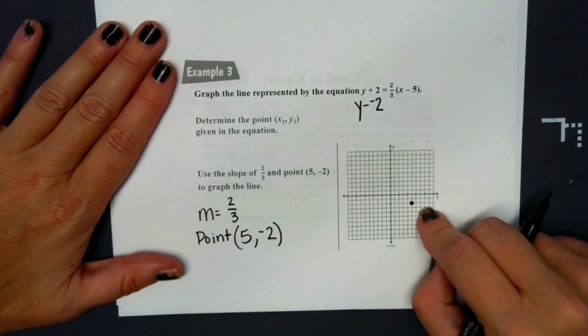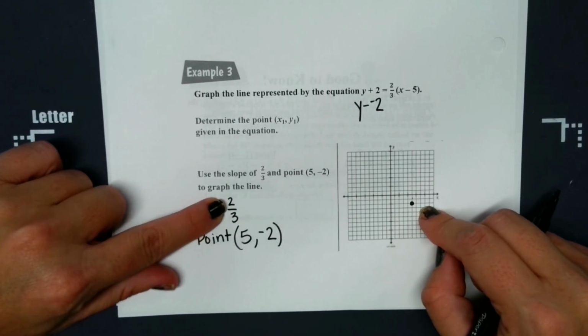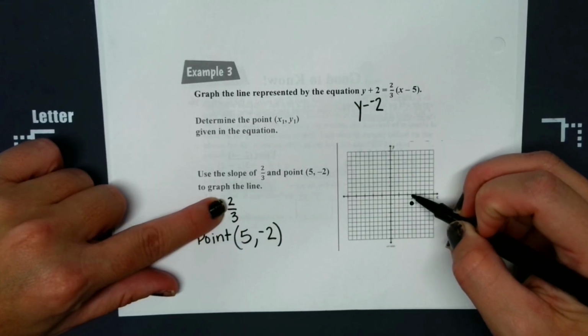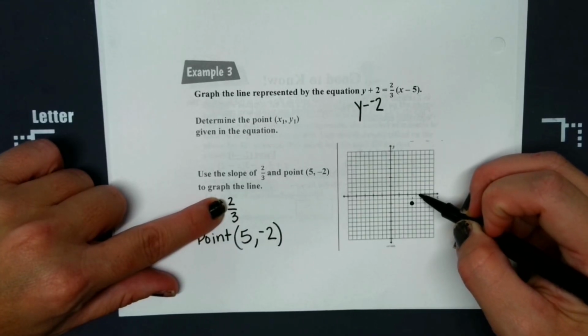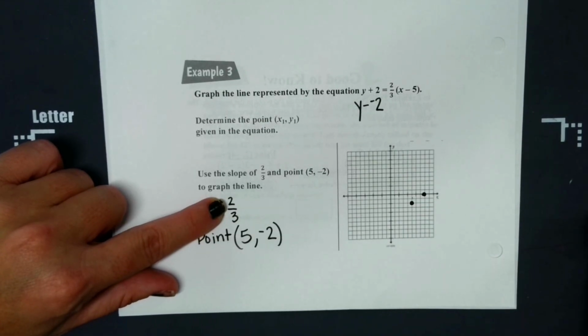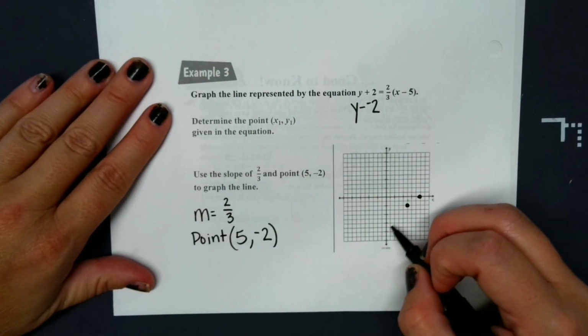Okay. Now, from that point, you're going to use your slope. My rise is 2. It's a positive 2. So I'm going to go up 1, 2. Right, 1, 2, 3. How many points are needed to make a line? 2. Do I have 2 points?